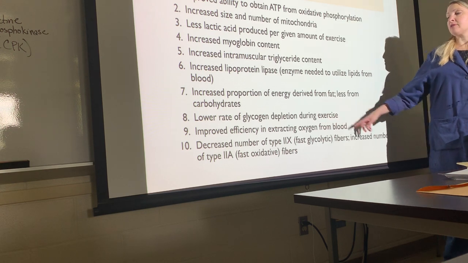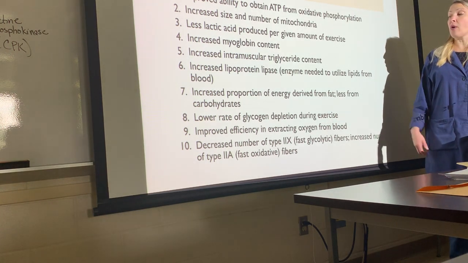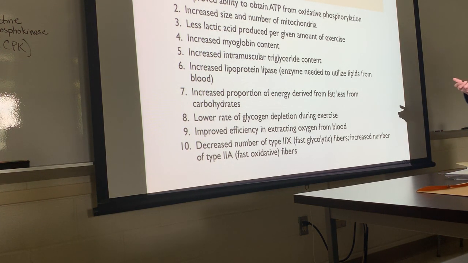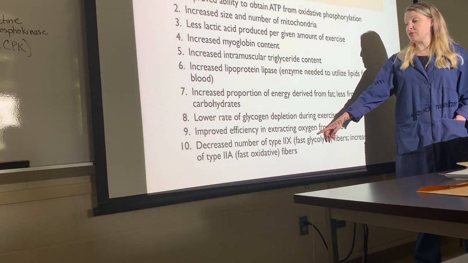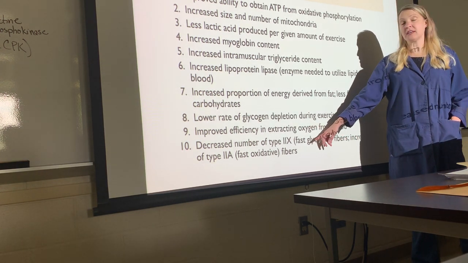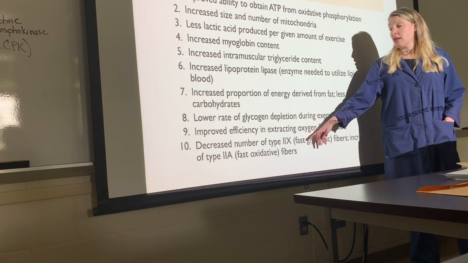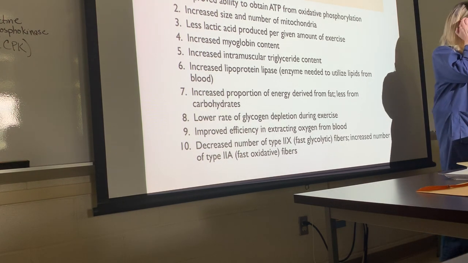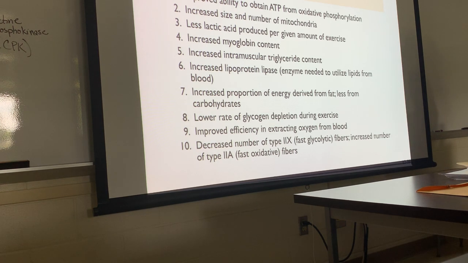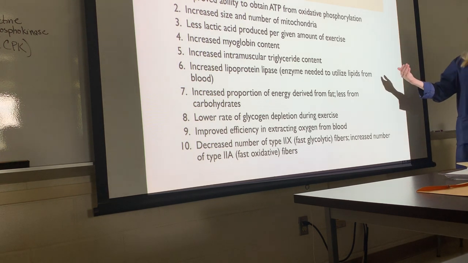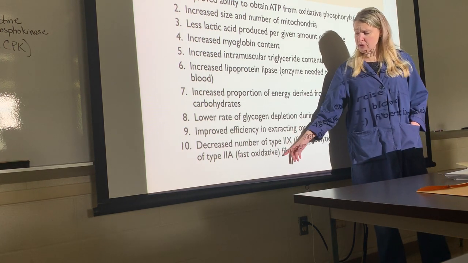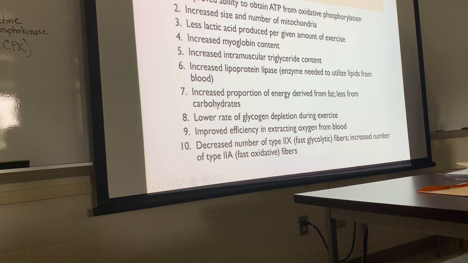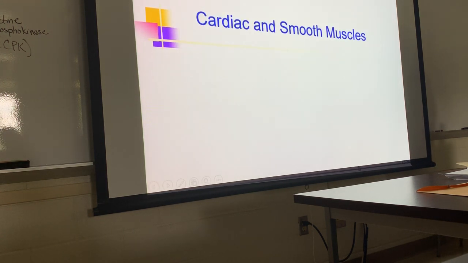And then we have a lower rate of glycogen depletion during exercise. Why? Because we can make our energy so efficiently through aerobic capacity. We also have an improved efficiency in extracting oxygen from the blood because, again, we have more mitochondria and so forth. And this is the interesting one, too, I think: you have a decreased number of type 2X fibers. They basically convert to type 2A fibers. Those are still power-generating fibers, but they don't fatigue as quickly because of the properties that we talked about. All right, any questions about that?